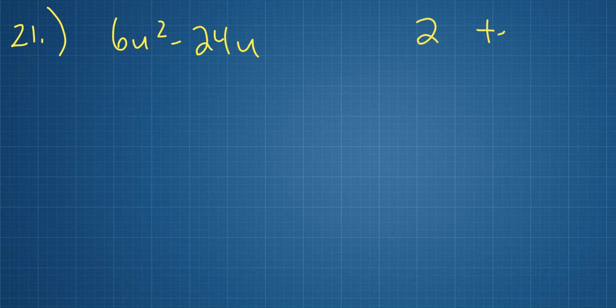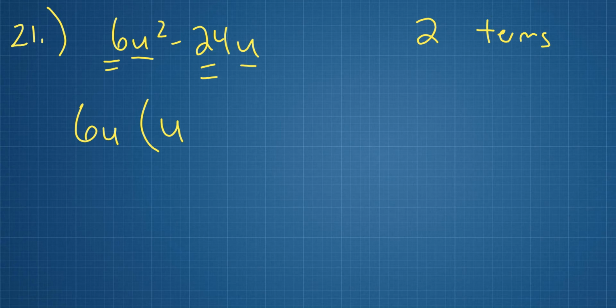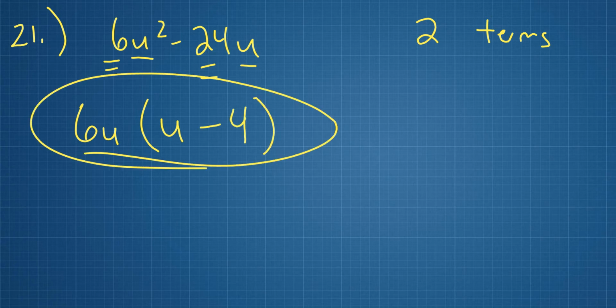So this is two terms. Remember, if two terms and they are not perfect squares, they better have something in common. They both have a u. That's the easy one to see. And then actually 6 goes into both of them. So I'm going to put 6u outside the parentheses. And what's left over? Well, I just divide. 6u squared divided by 6u is u. Negative 24 divided by 6 is minus 4. So that's my final answer right there.